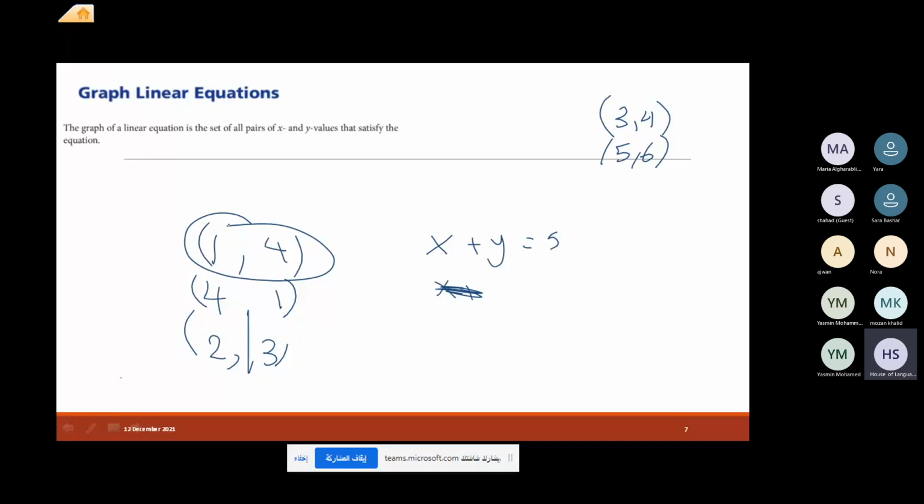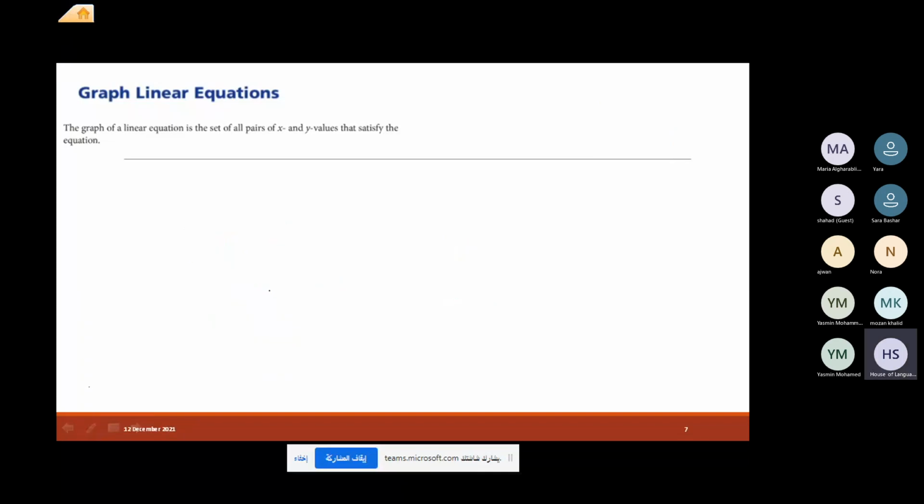Okay? Now, why do I want to graph? When I graph the linear equation, I can find any coordinate that satisfies the equation. From where do I get them? From the line. And I will tell you how. So this is the meaning of a pair of x and y that satisfies the equation. I mean, if I add 2 plus 3, I get 5. If I add 4 plus 1, I get 5. Now, let's see more examples.